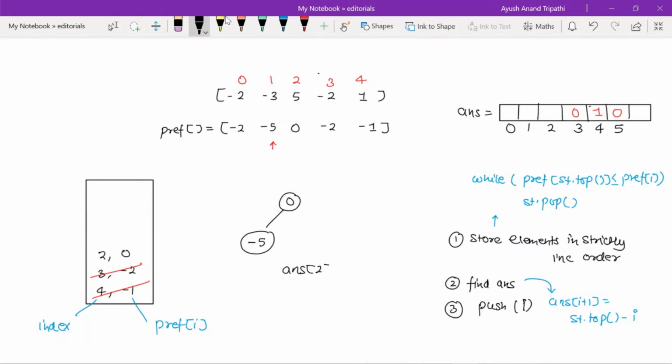So answer of 2 is equal to, what is st dot top? So st dot top is 2. 2 minus I. What is the value of I? I is 1. 2 minus I is 1, right? And that makes sense as well.